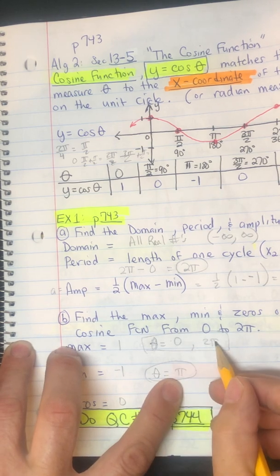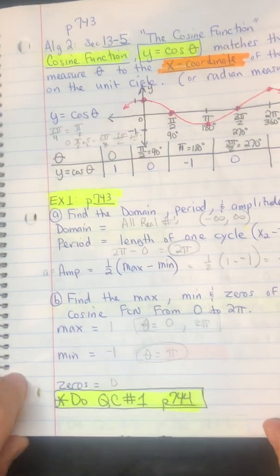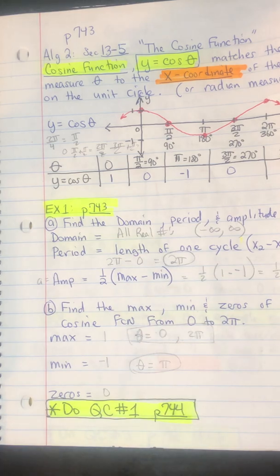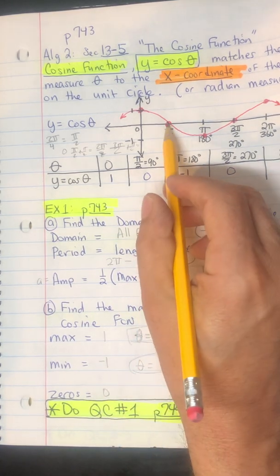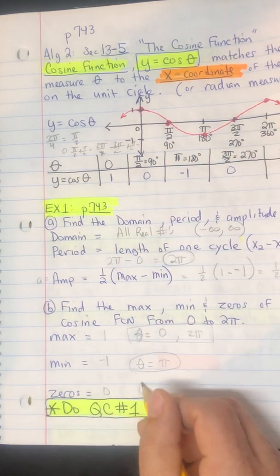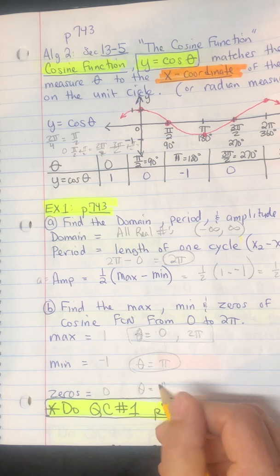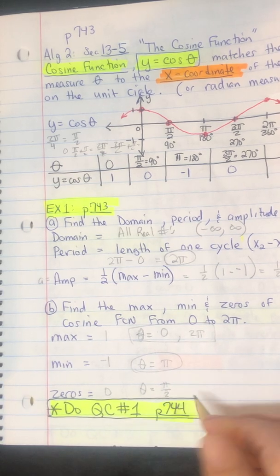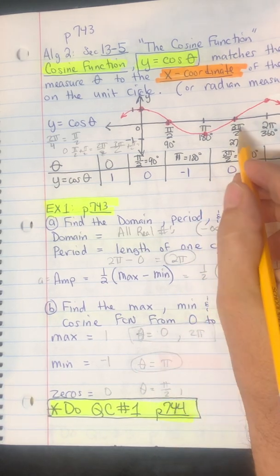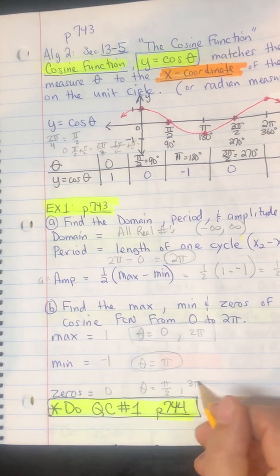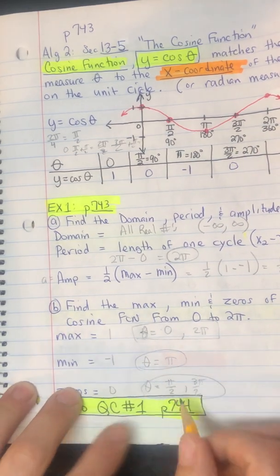This would be 0 degrees. This would be 360 degrees. If you see that, good. And then where did the zeros occur? They occurred in 2 places, where theta was equal to pi over 2 and 3 pi over 2. That's where the zeros occurred.